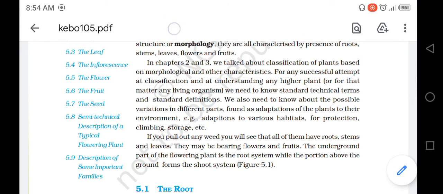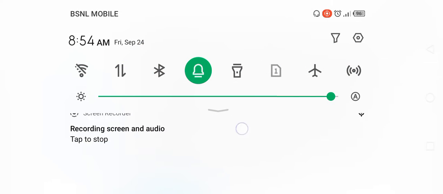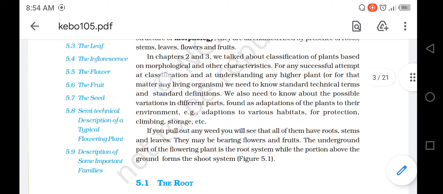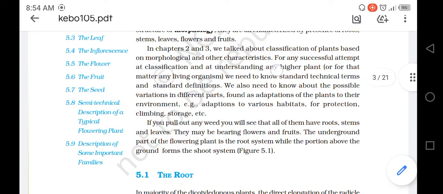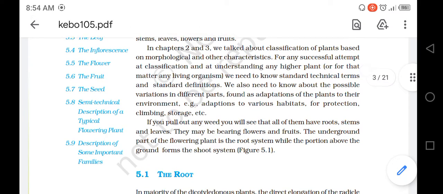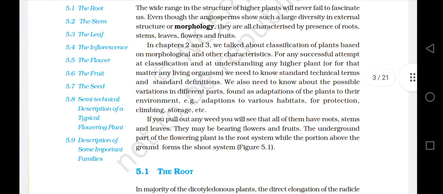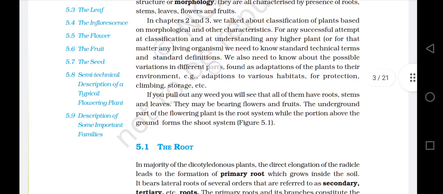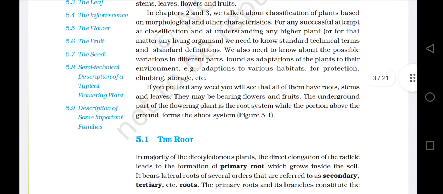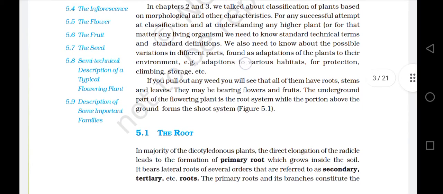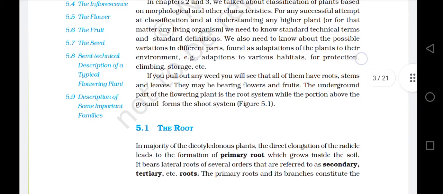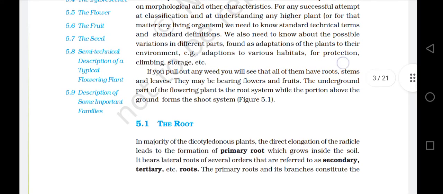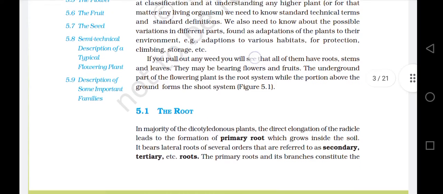For any successful attempt at classification and at understanding any higher plant, or for that matter any living organism, we need to know standard technical terms and standard definitions. We also need to know about the possible variations in different parts found as adaptations of the plants to their environment. Example, adaptation to various habitats for protection, climbing, storage, etc.